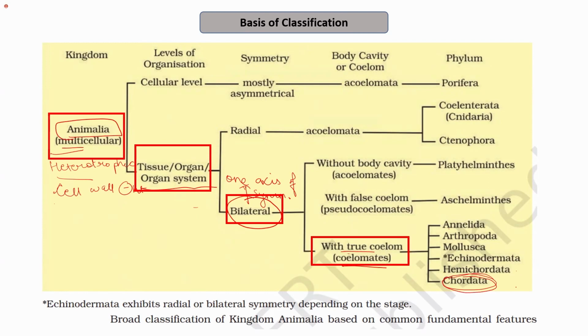Then they are true coelomates. They have a true body cavity which is made up of mesoderm, and the phylum to which these kind of animals belong is the chordates. And now we will learn about the specific characteristics of chordates, that is how chordates are different from the remaining phyla that we have understood earlier. So all these phyla from Porifera to hemichordates, you can call them non-chordates. Right? So these are non-chordates, while today we will learn about the phylum chordata.